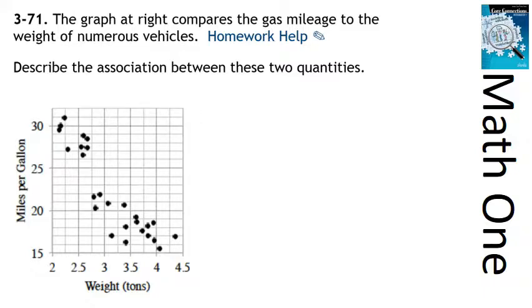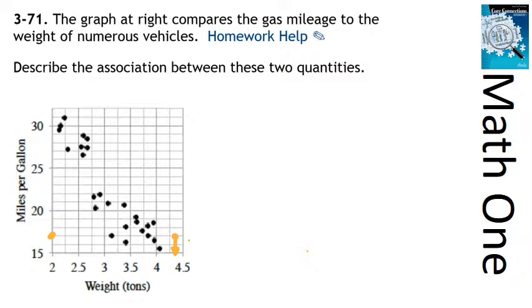The graph below compares the gas mileage to the weight of numerous vehicles. Every single one of these dots has two pieces of information associated with it. One of them, for example, is the weight of the vehicle, and you can see this one here is slightly below 4.5 tons, but definitely bigger than 4¼ tons. It also has this value right here, which is its miles per gallon, somewhere in between 15 and 20 mpg. So it stands to reason, if you look at it, as the weight of the car is increasing, it appears that the miles per gallon decreases.